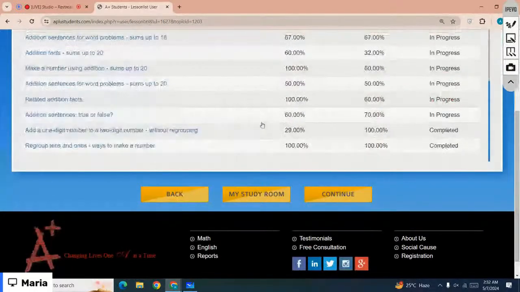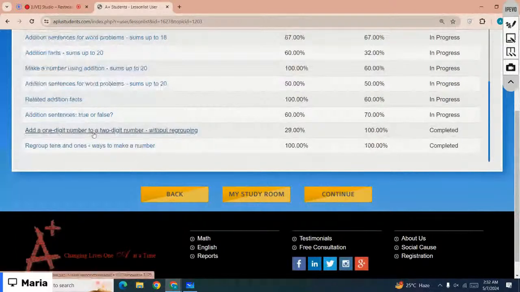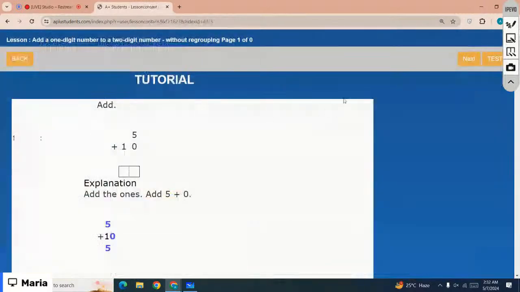That is add a one digit number to a two digit number without regrouping. Okay, let's just start with the lesson. So let's just start with the test question.